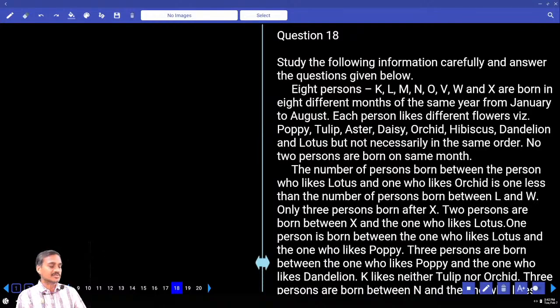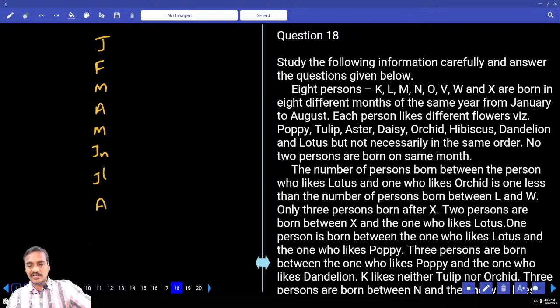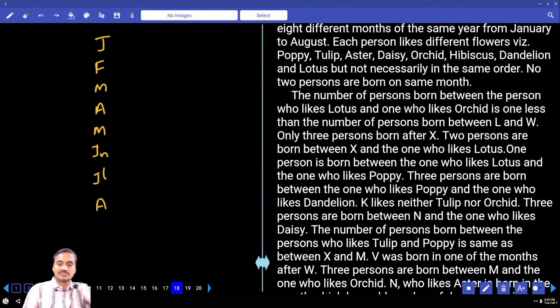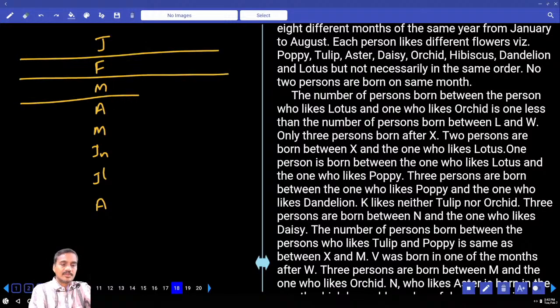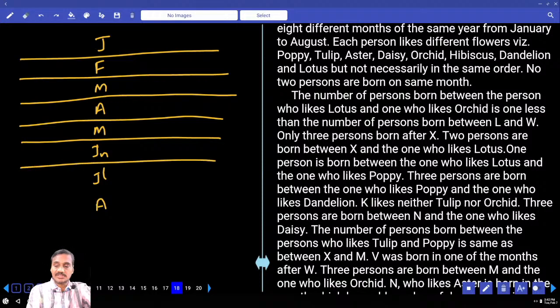January to August: Jan, Feb, March, April, May, June, July, and August. 8 persons: K, L, M, N, O, V, W, X. And each one of them likes a different flower. And the number of persons born between the one who likes lotus and orchid is 1 less than L and W.